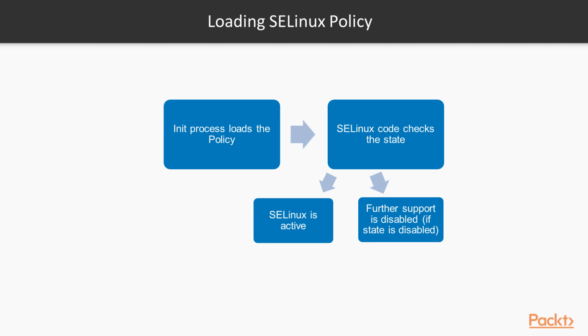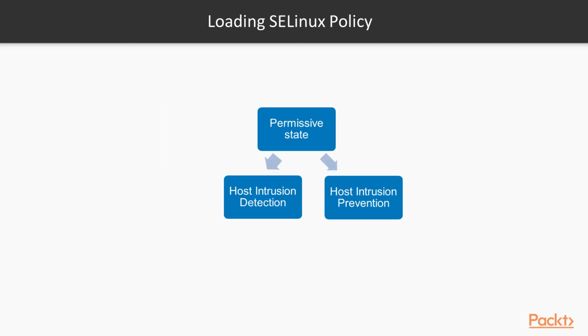When the system init process loads the SELinux policy, the SELinux code checks the state that the administrator has configured. The states are described here. If the state is disabled, then the SELinux code disables further support, booting the system without further activating SELinux. If the state is permissive, then SELinux is active but will not enforce its policy on the system. Instead, any violation against the policy will be reported but remain allowed. This is sometimes called host intrusion detection, as it works in a reporting-only mode.